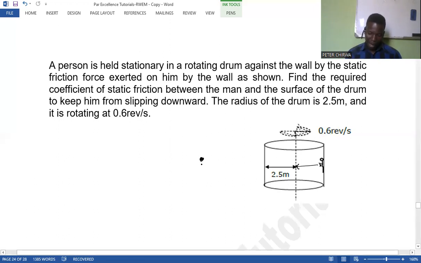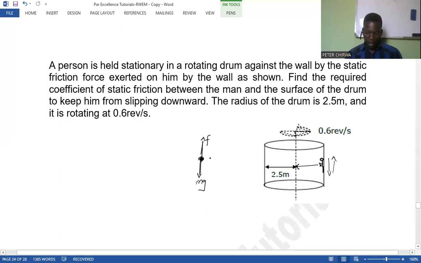This man is going to have the weight, which is mg, all right? This is a man here, that's what I've said. And then we are saying that the friction force is keeping this man from going down. So if the friction force is keeping the man from going down, it means it's there, because the friction force is the opposing force. So it means up here, we have the friction force.